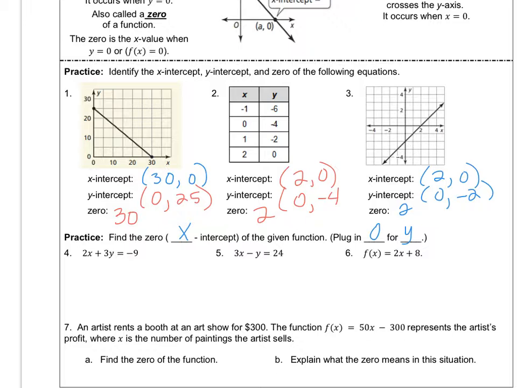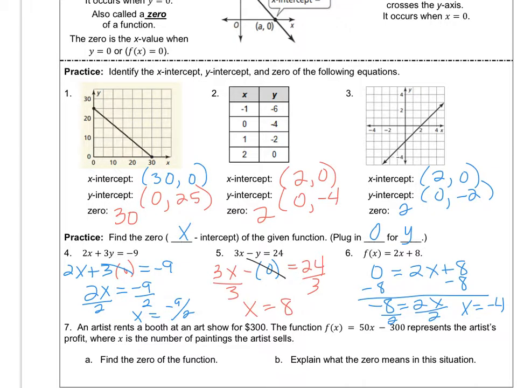So on number 4, if we're finding our x-intercept, we're going to have 2x plus 3, but we're going to go ahead and plug in 0 for our y equals negative 9. Okay, so we already know 3 times 0 crosses out, so we've got 2x equals negative 9. When we divide by 2, our 0, our x-intercept is negative 9 over 2. Okay, so I want you to follow the same process on number 5 and number 6. Pause the video while you're doing it and then check back for the answers.